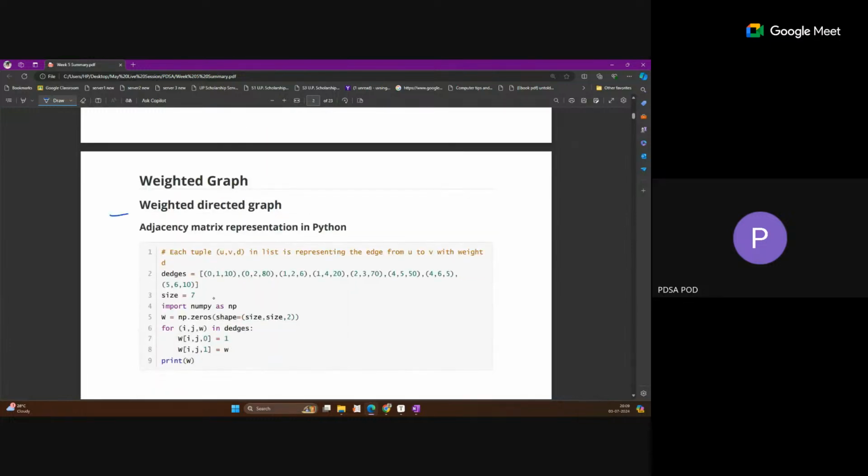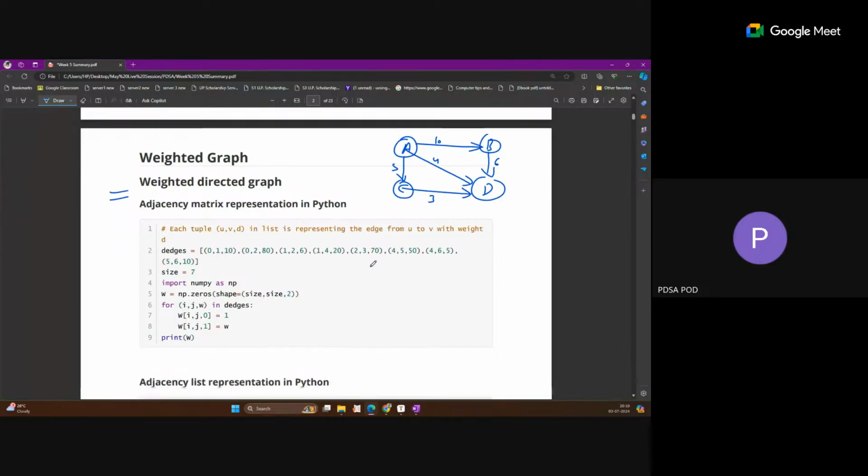First, the weighted directed graph. How do we represent this in the program? The graph looks like this. A weighted directed graph means suppose we have vertices like this: B, C, and D, and the vertices will be connected like this with directed edges, and each edge will also contain some value, like 10, 5, 4, 3, 6. So each edge has some weight. This is called a weighted directed graph.